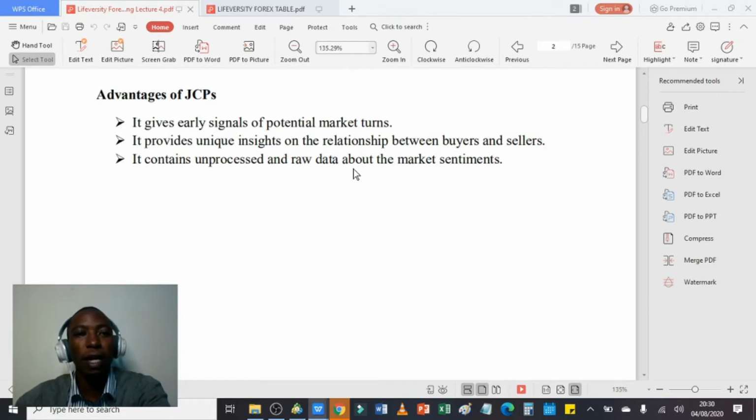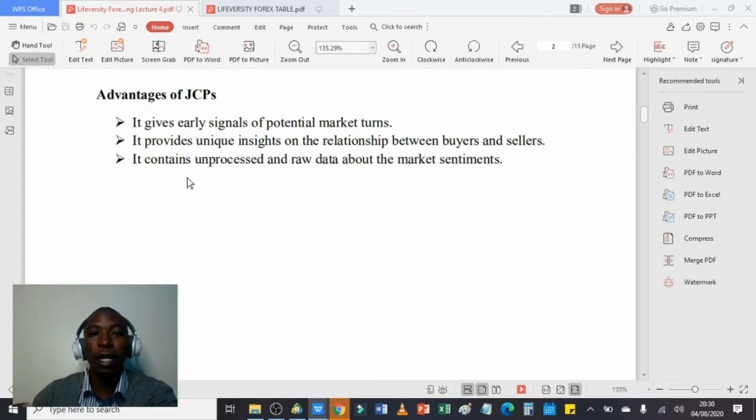Advantages of Japanese candlestick patterns: one, it gives early signals of potential market turns. So the Japanese candlestick can predict to you the potential turn in the market, as we will see in the different types that I'll discuss with you in the following pages.